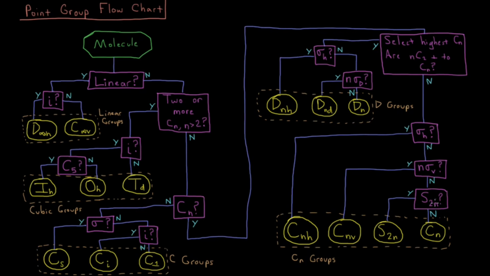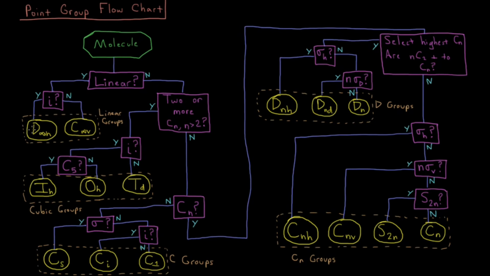No, then you try to determine, does it have an S which is twice the order of its principal rotation axis? So if this is C2, does it have a C4? C3, does it have a C6? C4, does it have a C8? C6, does it have an S12? Those types of things. If it does, then its point group is S2N. If it does not, then it's just CN. Okay, so that's the whole point group flow chart.